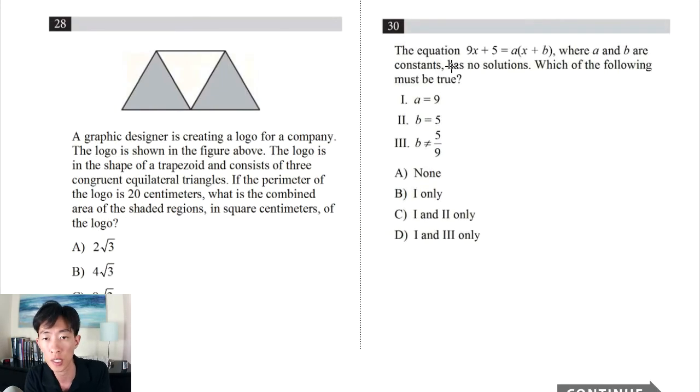Question 30. The equation 9x plus 5 equals a times x plus b, where a and b are constants, has no solutions.